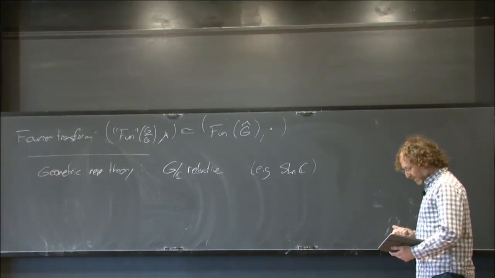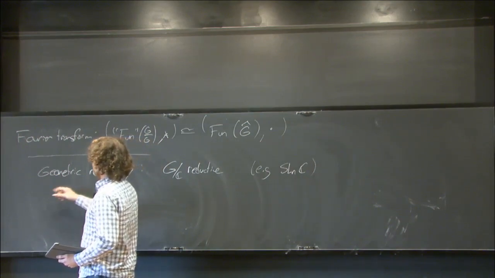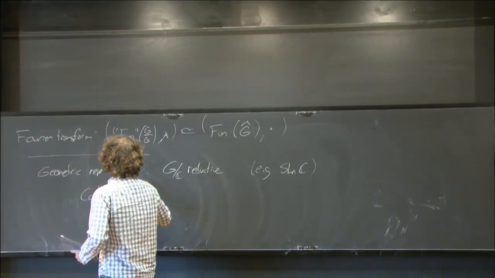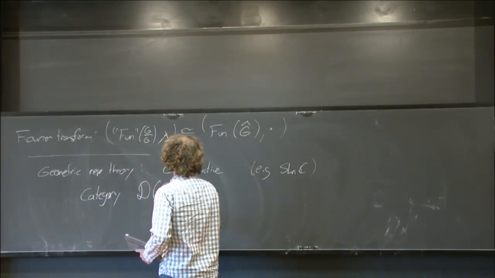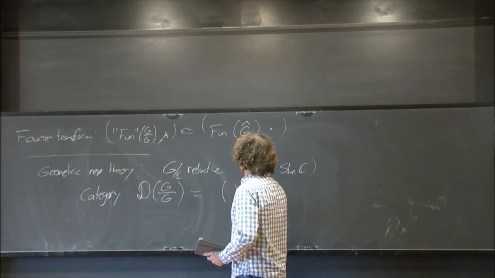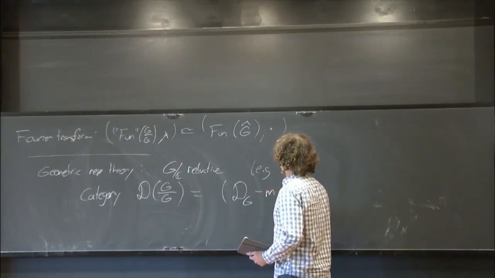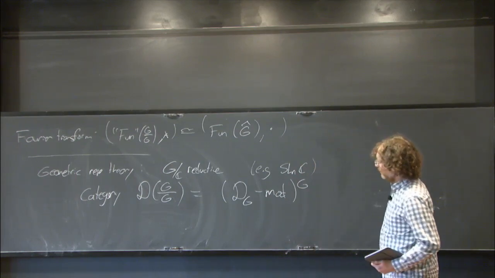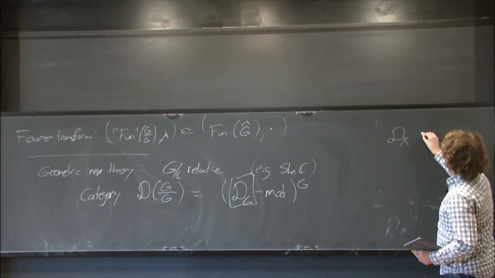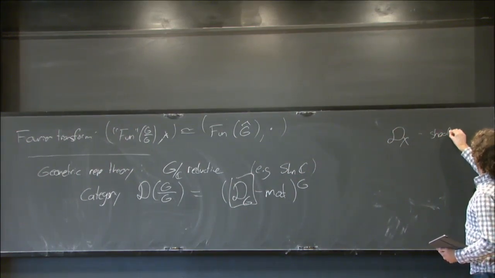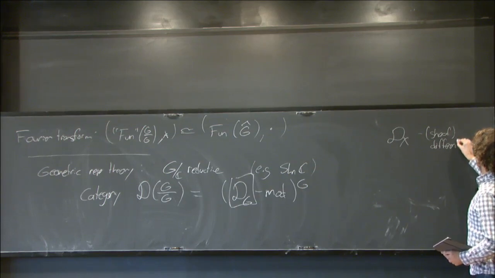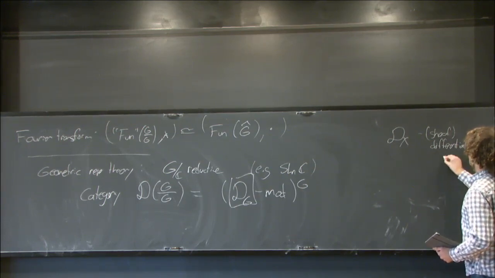Then there's going to be an analog. The analog of the space of class functions is the category, which I'll call D of G mod G. What is this category? Let me give some notation. For any space X, I'll use D sub X to denote the sheaf of rings of polynomial differential operators on X.